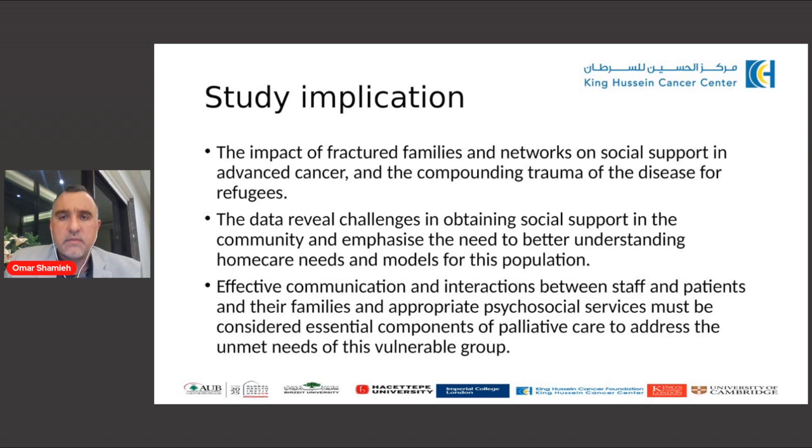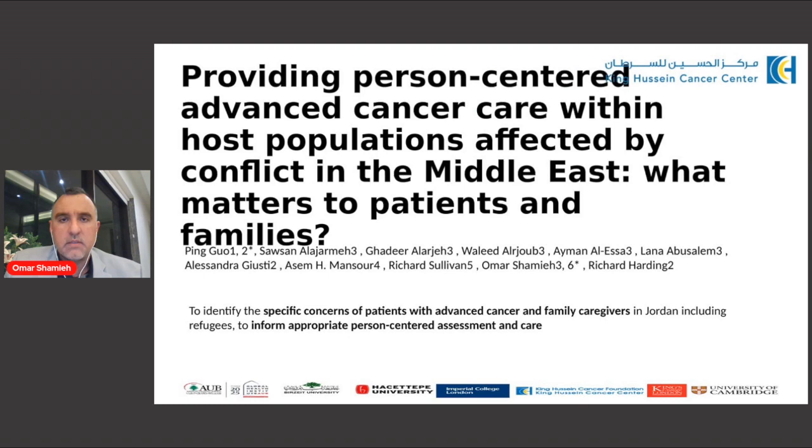This is fractured families and network was a major issue for refugees, and this data revealed challenges obtaining social support in the community, and there was some ineffective communication, and we really need to work on more effective communication between healthcare providers as well as the patients.